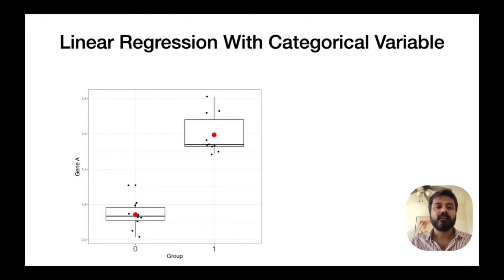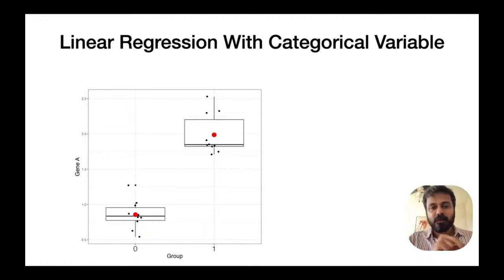How do we apply linear regression to more familiar cases? For example, let's say we have two groups. You can think of this as any two groups, like control and treatment, or wild type and mutant. And we want to compare the expression of a particular gene between these two groups. So we can use linear regression for this. This plot shows on the y-axis, again, a continuous variable. In this case, it's expression for something called gene A, whatever your favorite gene is.